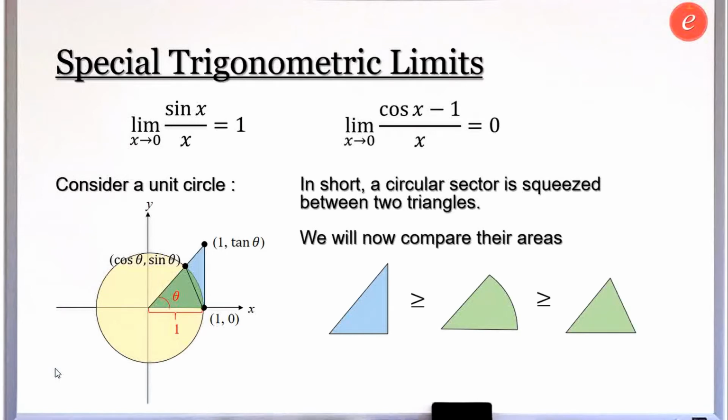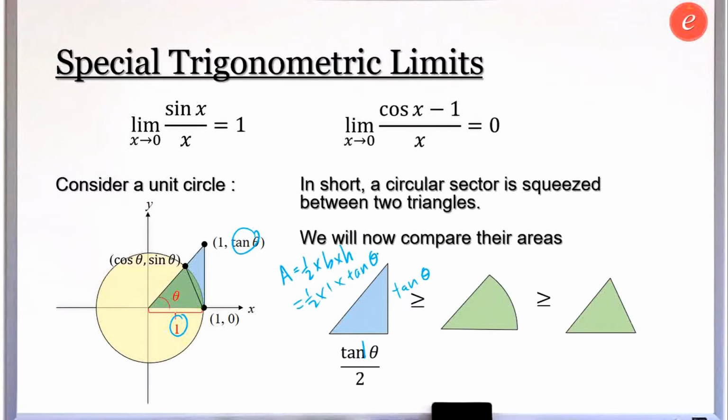To compare their areas, for the first right angle triangle, we will use the formula area of triangle equals half times base times height. As you can see from here, the base equals 1 and the height equals tan theta. So it will be half times 1 times tan theta. Therefore, it will be tan theta over 2.